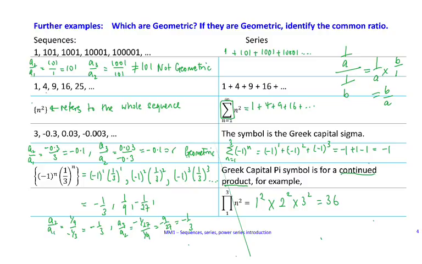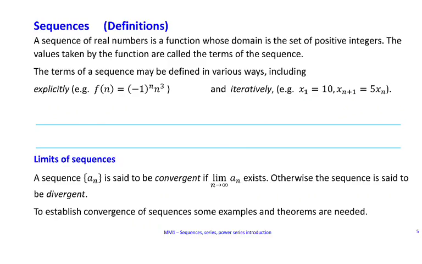So we have sequences and their definitions. A sequence of real numbers is a function whose domain is the set of positive integers. The values taken by the function are called the terms of the sequence. Terms of the sequence may be defined in various ways, including explicitly. Example, f_n is equal to minus 1 to the power of n cubed, okay?